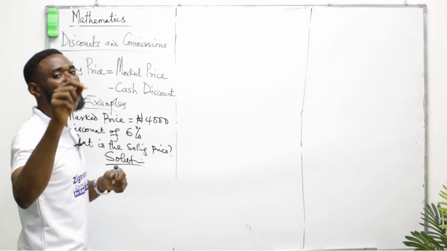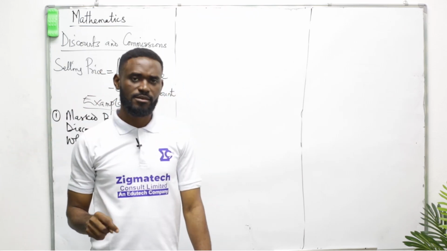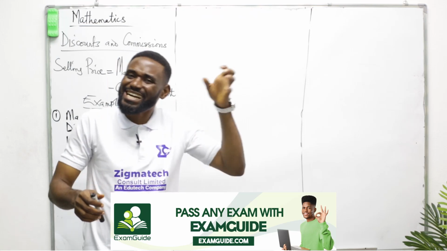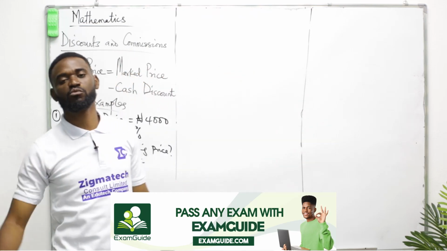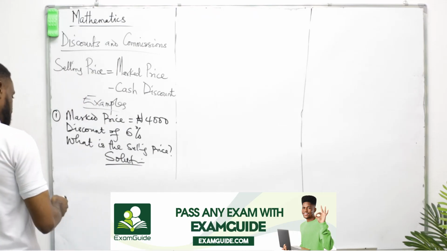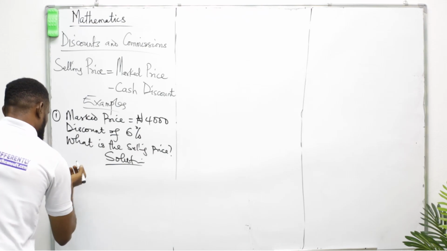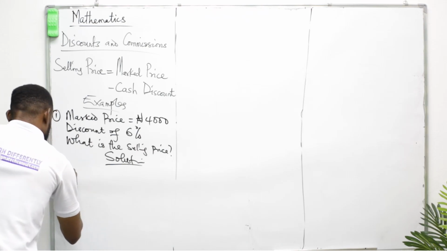So we have to find what 6% of 4,000 naira is. When we get it, we subtract it now from 4,000 naira. That is what he will pay. Do you understand me? So this is the selling price.